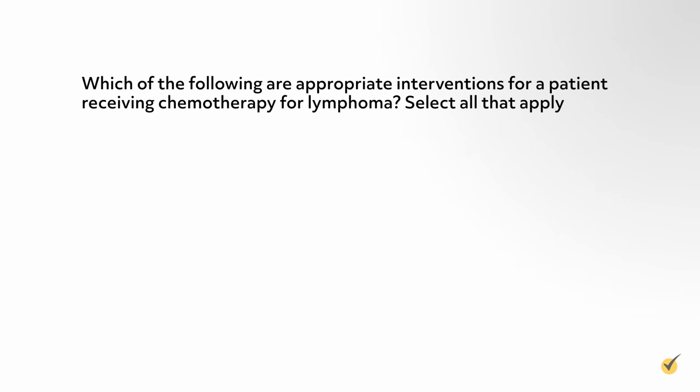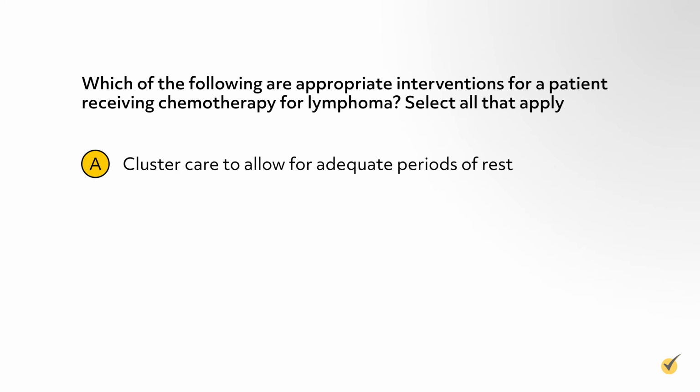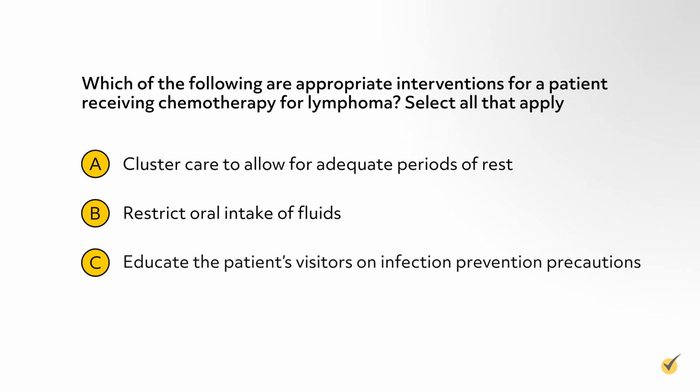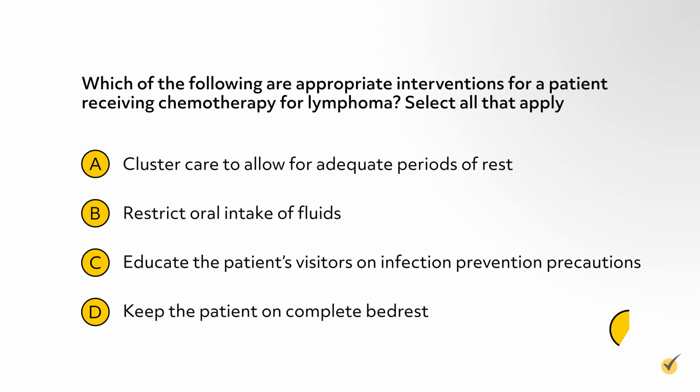Let's look at a couple of practice questions to review. Which of the following are appropriate interventions for a patient receiving chemotherapy for lymphoma? Select all that apply. A. Cluster care to allow for adequate periods of rest. B. Restrict oral intake of fluids. C. Educate the patient's visitors on infection prevention precautions. D. Keep the patient on complete bed rest.